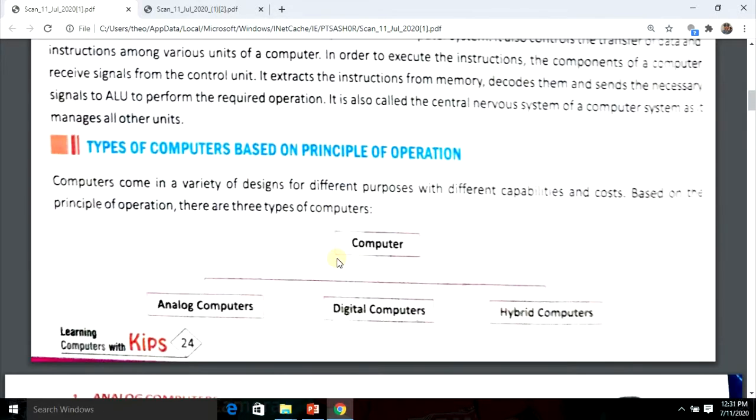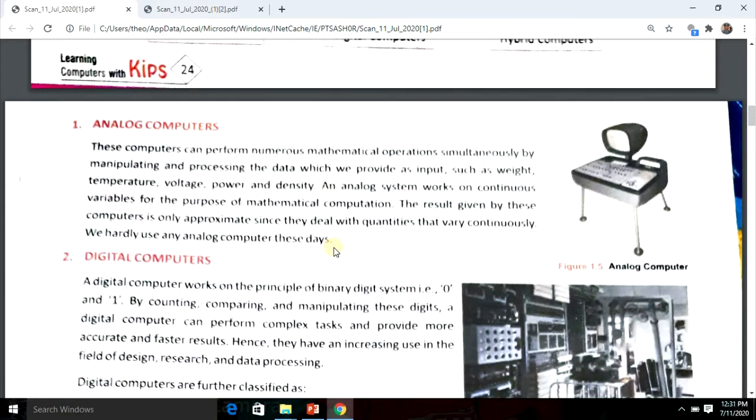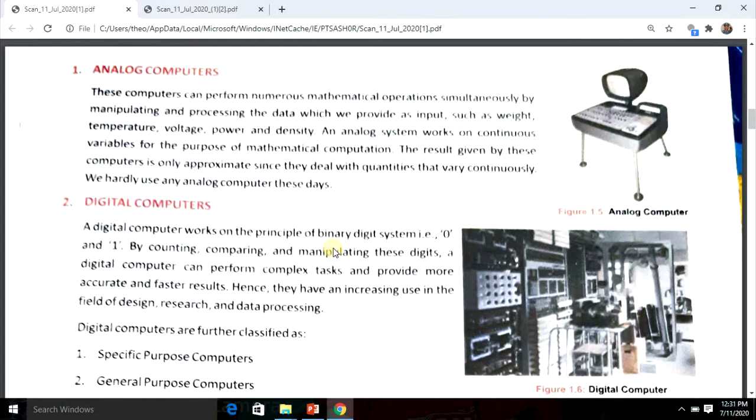Now, basic types of computer based on a principle of operation. According to their capability and cost, we are going to discuss the different types of computer. First of all is called the analog computer. These types of computers can perform mathematical operations simultaneously by manipulating and processing the data provided as input.